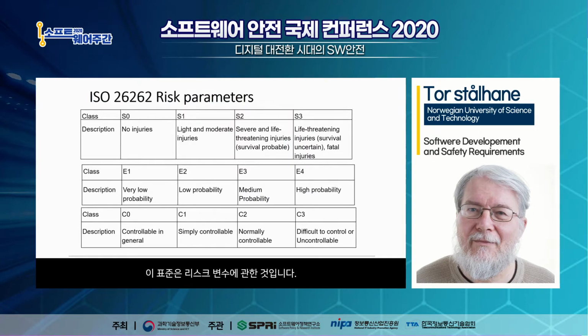So this standard, talking about risk parameters, there are consequences, from no injuries to life-threatening injuries. There are probabilities from very low probability to high probability, and there is controllability going from controllable in general to difficult to control or uncontrollable. And we'll see how we can combine this now to get an ASIL level.